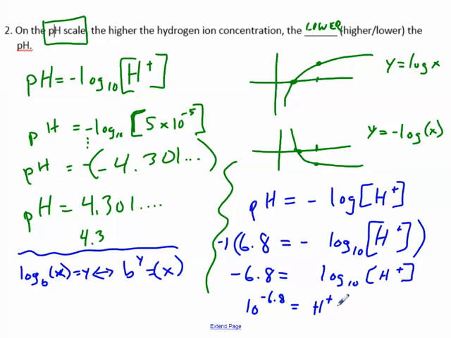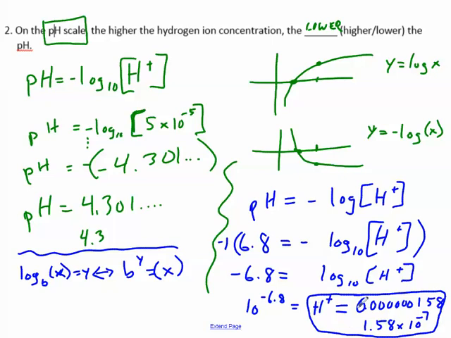So if we evaluate 10 to the negative 6.8, that's equal to 0.000000158, which is equal to 1.58 times 10 to the negative 7. Either one of these is correct. Neither one is more correct than the other, but it's standard to write it in this form, 1.58 times 10 to the negative 7 power. And that would be the hydrogen ion concentration if our pH was 6.8.